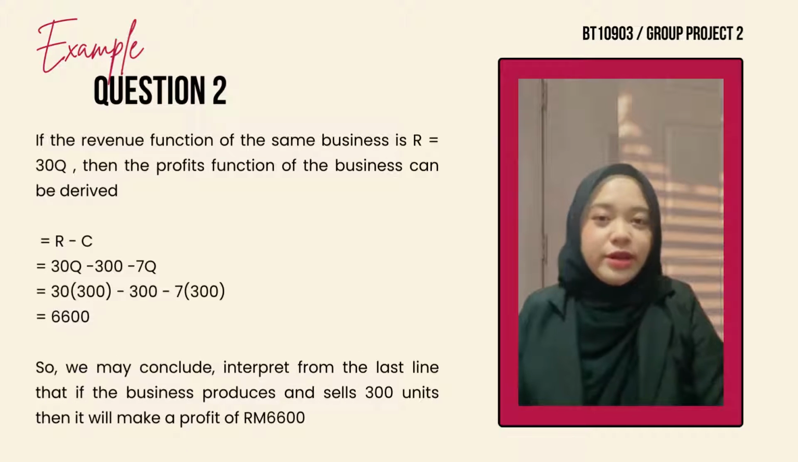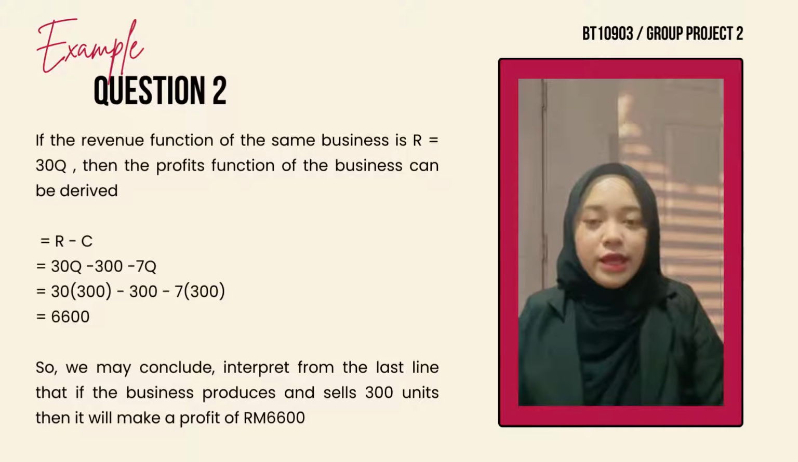Example question 2. If the revenue function of the same business is R equals 30Q, then the profit function of the business can be derived: profit equals R minus C, which is 30Q minus (300 plus 7Q). Substituting 300, the answer is 6,600. So we may interpret from the last line that if the business produces and sells 300 units, then it will make a profit of 6,600 ringgit Malaysia.